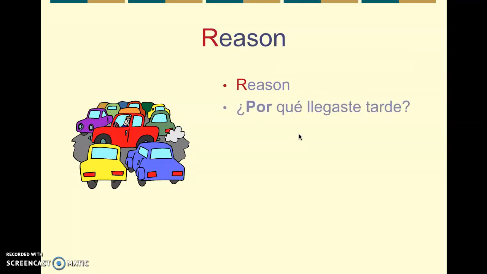Entonces, ¿por qué llegaste tarde? Entonces, eso es la diferencia porque puedes decir para ti y por ti. Pero la diferencia es para ti is a recipient, so this is for you, as in you're giving something. Y por ti is a reason, so you did something for someone. They are the reason for your action. Por el tráfico. So, ¿por qué llegaste tarde? Por el tráfico, because of traffic.